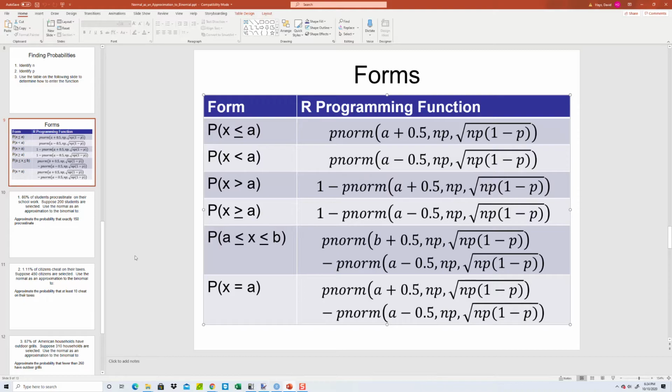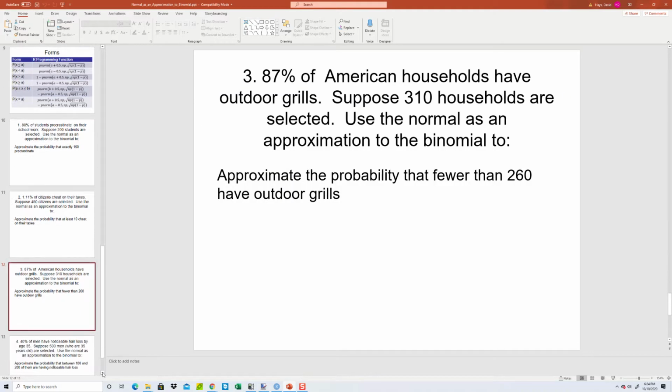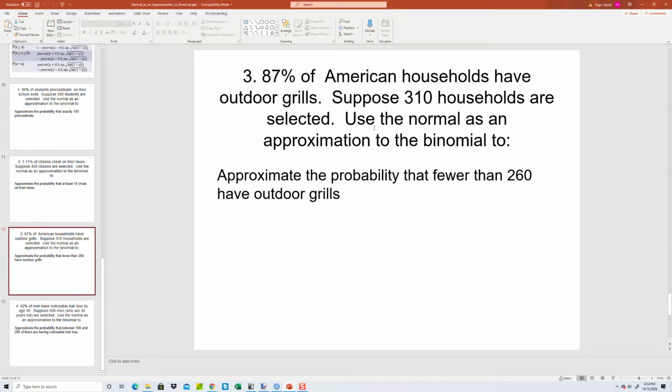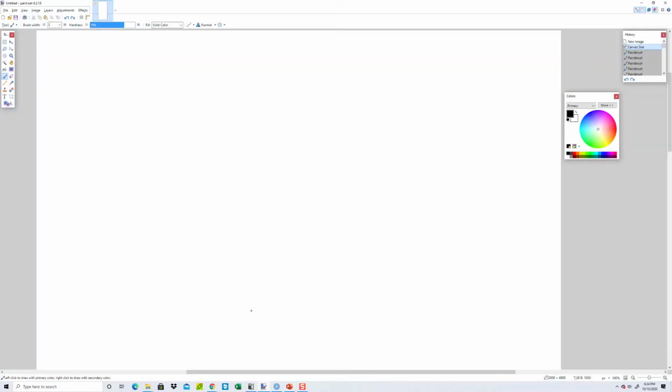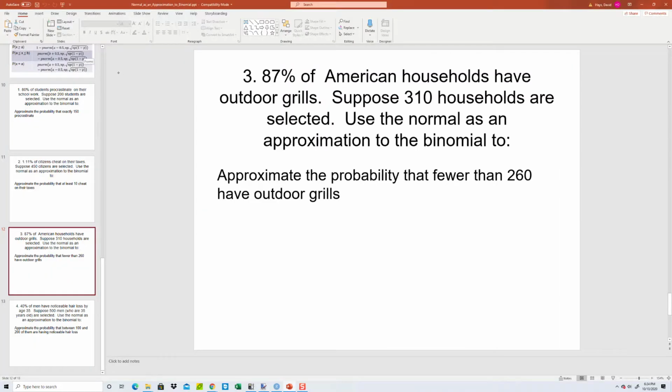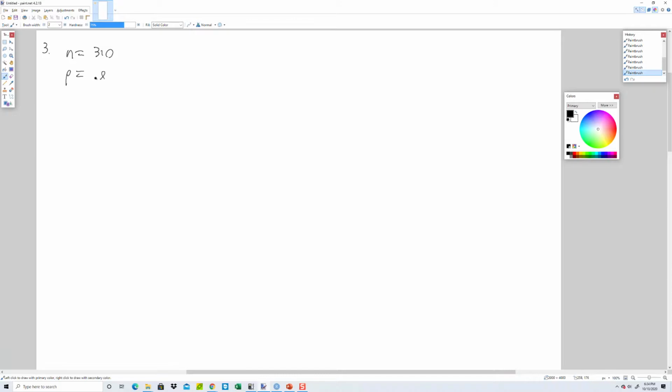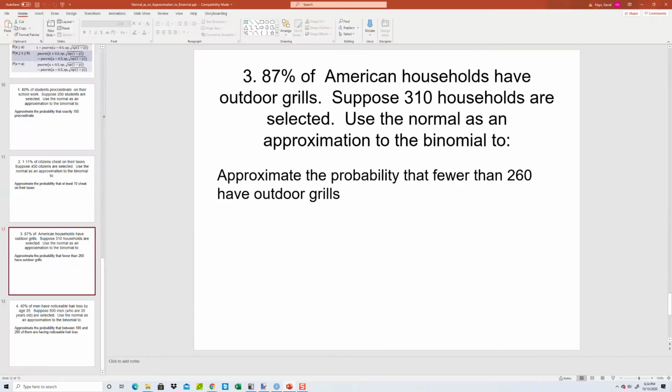And we'll look at number 3. 87% of American households have outdoor grills. Suppose 310 households are selected. Use the normal approximation of the binomial to... So n is going to be 310. P will be 0.87. And it says use normal approximation of binomial to approximate the probability that fewer than 260.